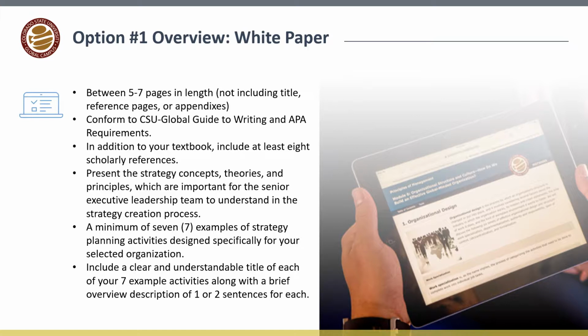You're going to present strategy concepts, theories, and principles that are important for the senior executive leadership team to understand in the strategy creation process. And in the paper, you should include a minimum of 7 examples of strategy planning activities designed specifically for your selected organization. You'll provide a clear and understandable title of each of your example activities, along with a brief overview description of 1 or 2 sentences for each one.